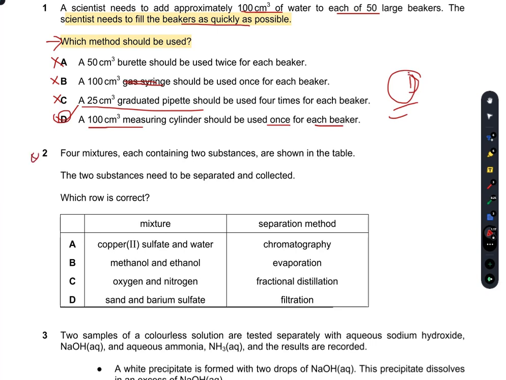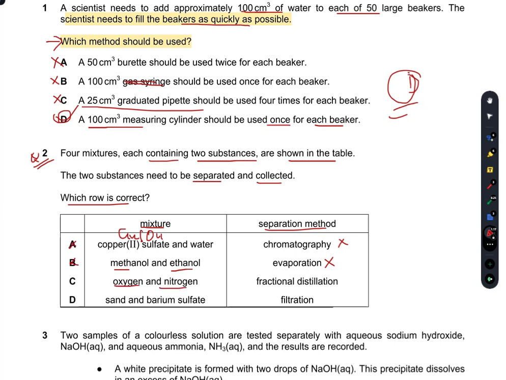Question number 2. Four mixtures, each containing two substances, are shown in the table. The two substances need to be separated and collected. Which row is correct? Okay. So mixture 1 is copper sulfate and water, and the separation method is chromatography, which is completely wrong. And the second one is methanol and ethanol, so they can be separated by evaporation? No, they can't be. However, they can be separated on the basis of their boiling point. So A and B are incorrect.